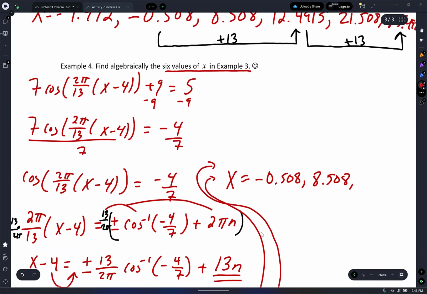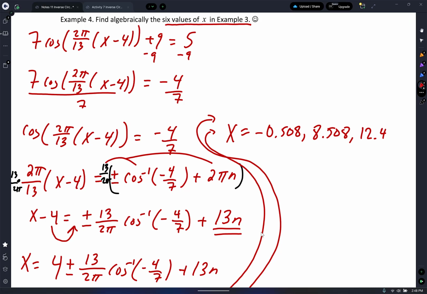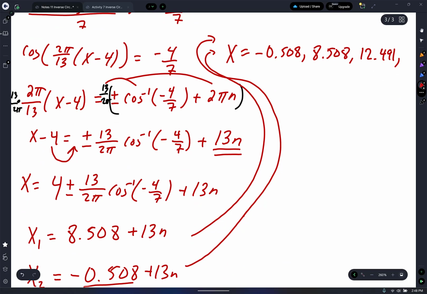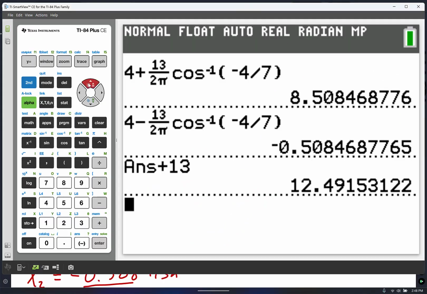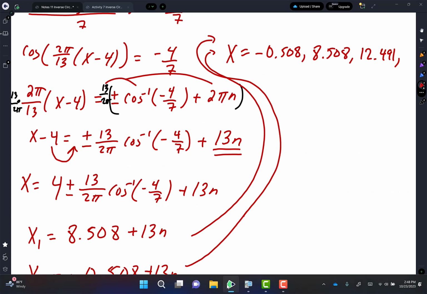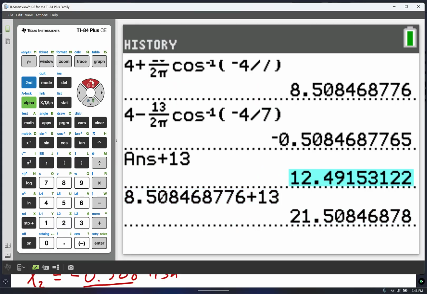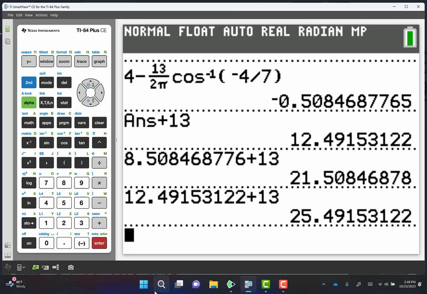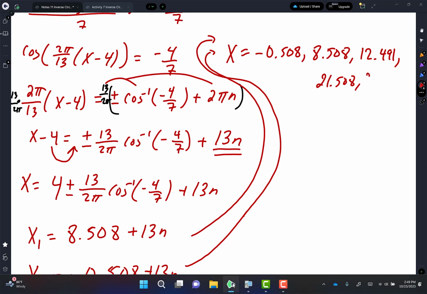What did I write over here? 491. 12.491, comma. The next one, I'm going to go to the 8.508 and add 13. So I just scroll up, enter, plus 13, enter. 21.508, comma. And then the last one, go to the 12.491 and add 13, plus 13. 25.491, or 492 if you round it.